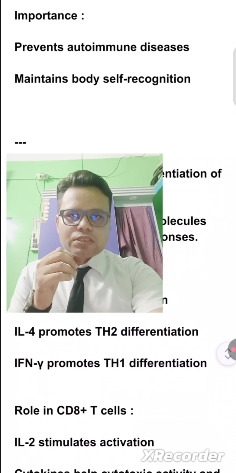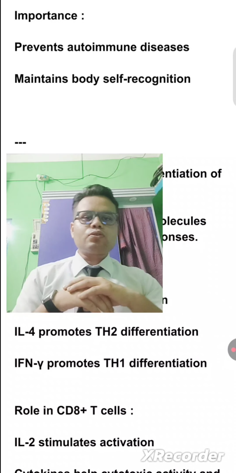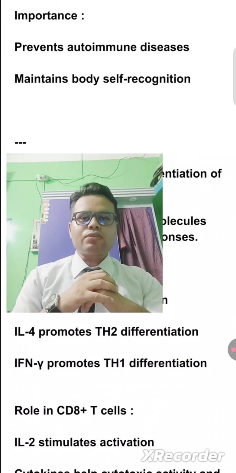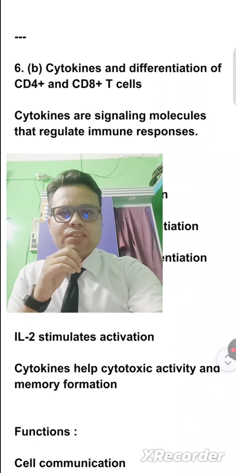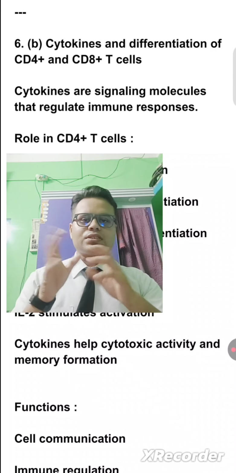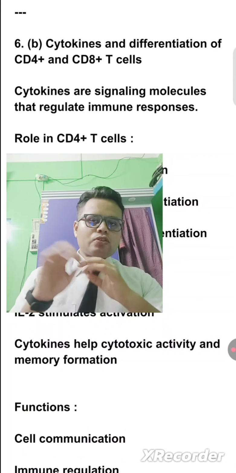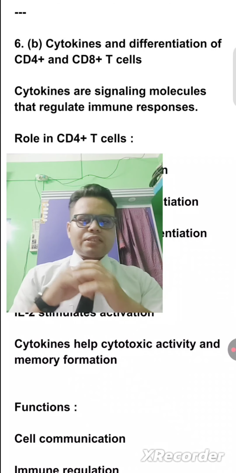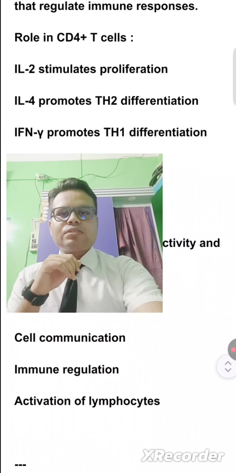After that, what is the importance? First of all, prevent autoimmune diseases. Second, maintains the body's self recognition. After that, the cytokines and differentiation of the CD4 plus and CD8 plus T cells. So the cytokines are the signaling molecules that regulate the immune responses, first. Second, role of CD4 plus T cells.